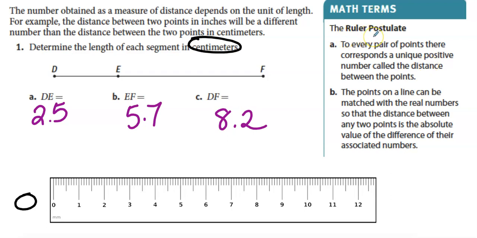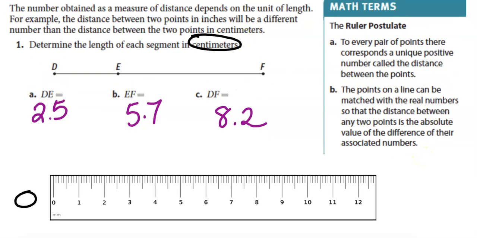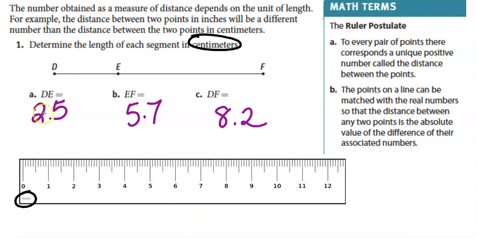All right, so the ruler postulate is: for every pair of points, there corresponds a unique positive number called the distance between the 2 points. Okay? So again, distance cannot be negative. So that is how you measure something. Hopefully we knew that. But what do you notice between these 3 numbers?